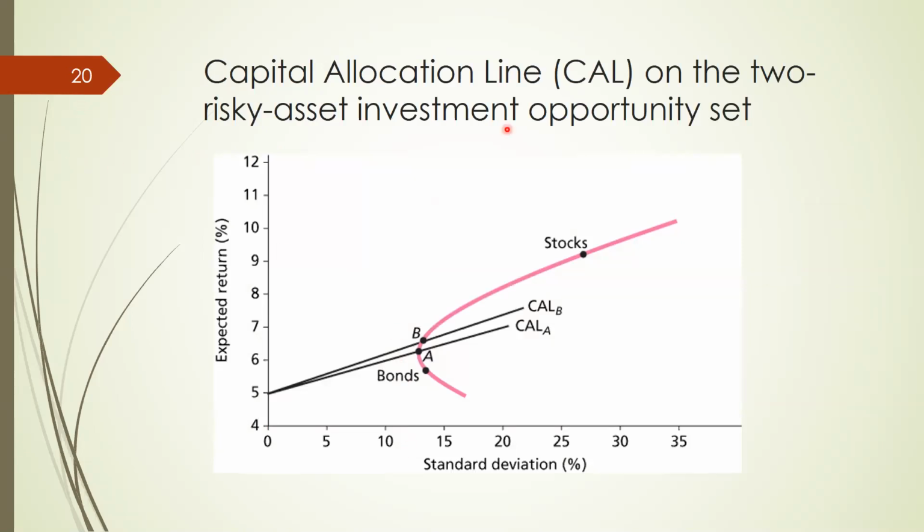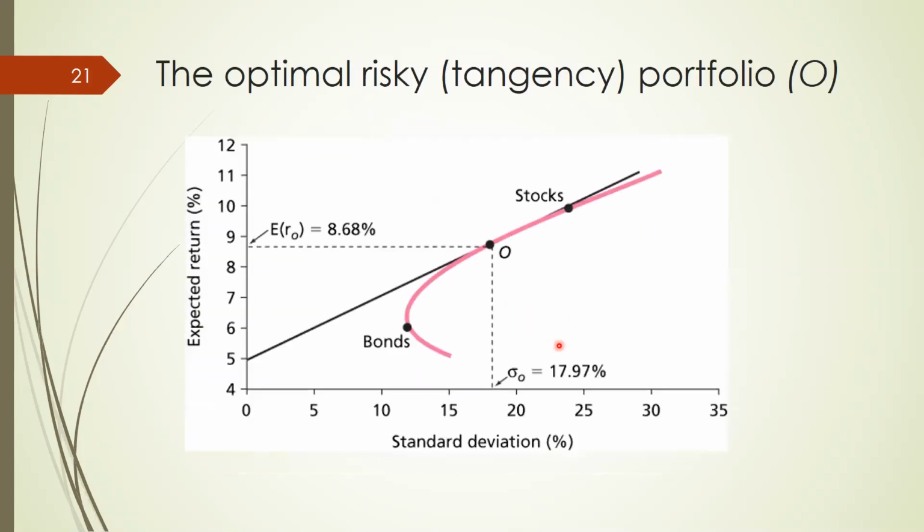In general, when we allocate between one risk-free and one risky asset, which we have shown before, the line that connects the risk-free asset and the risky asset is called the capital allocation line. So for any possible portfolio, by combining stock and bonds, the portfolio represents one of the points on the pink curve, and we have the capital allocation line for that portfolio, say for A and for B. So which one is the best portfolio that investors should consider among the investment opportunity set?